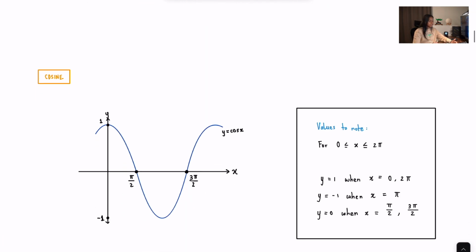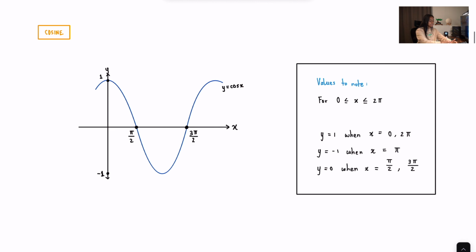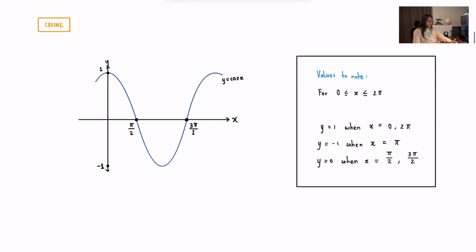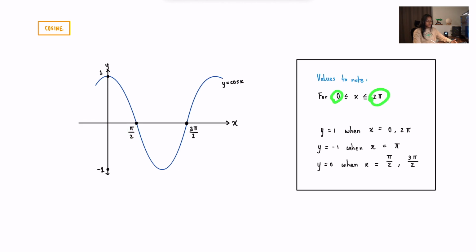Moving on to the cosine graph. It looks like this. Also know how to draw them. It's very, very easy to memorize how to draw them and the particular values as well. So between the boundaries 0 and 2 pi, y is equal to 1 when x is equal to 0 and 2 pi. Y is equal to minus 1 when x is equal to pi, and y is equal to 0 when x is equal to pi on 2 or 3 pi on 2.